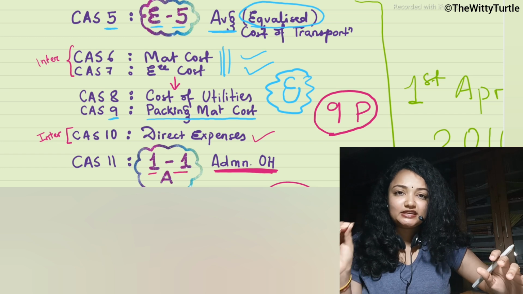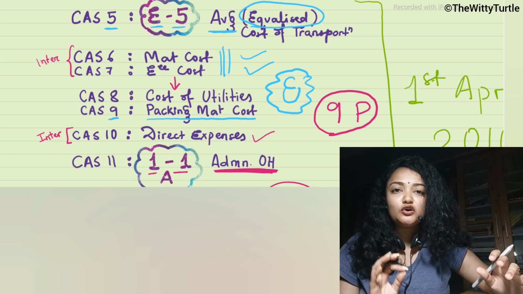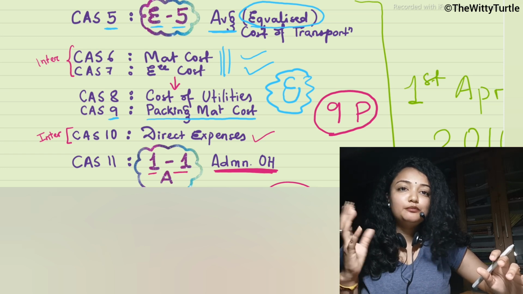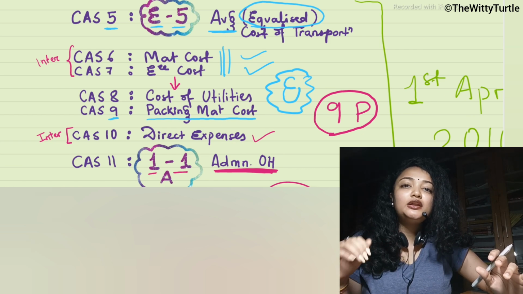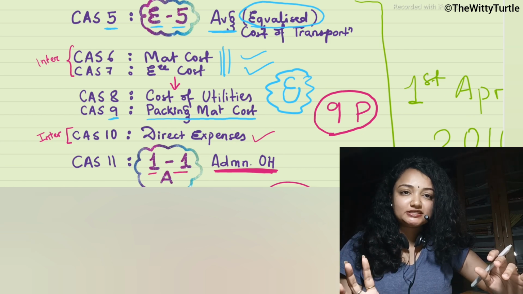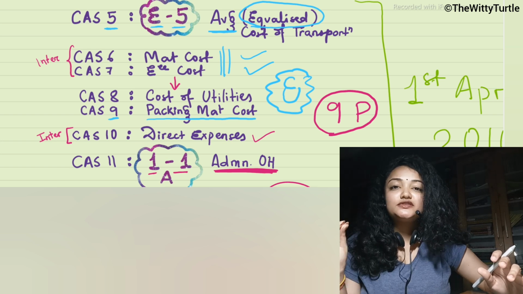Then we have CAS6, जो कि हमने इंटर में पढ़ा था, which is material cost. Then we have CAS7, which is employee cost. Then we have CAS8, material and employee हो गया. Then आता है आपका nut bolt, which is cost of utilities. That is your CAS8. Then we have CAS9.